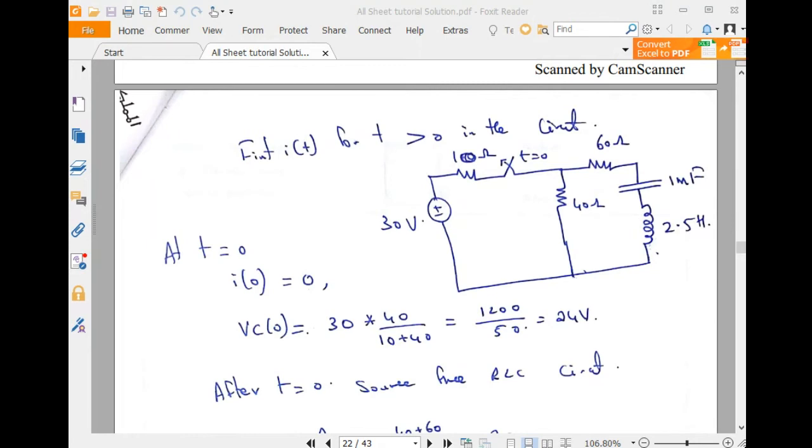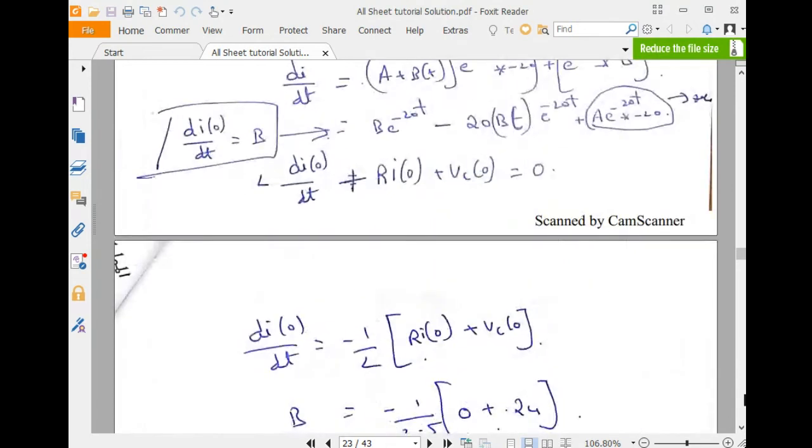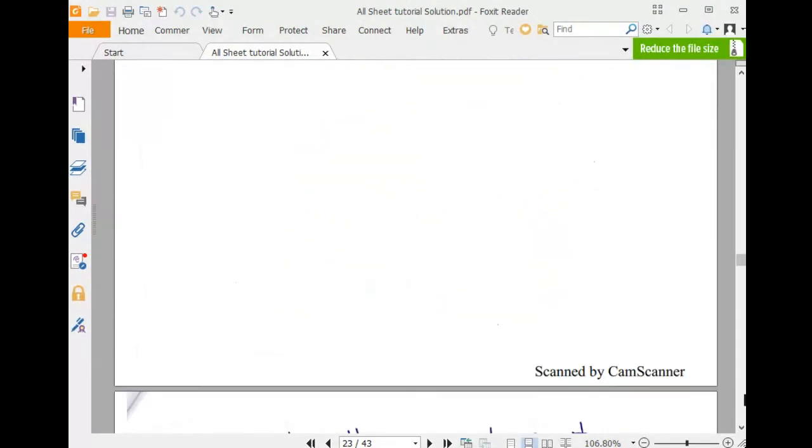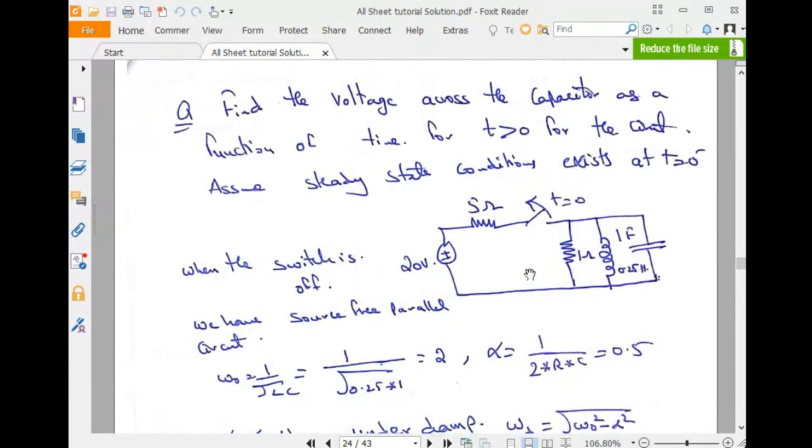Now we will start RLC parallel, three responses. This is the question, question number 7. Question number 6 will be homework. For parallel, these three are parallel, and the switch is open after t equal to 0. When t is greater than 0, the switch is open. It is a free response without source.